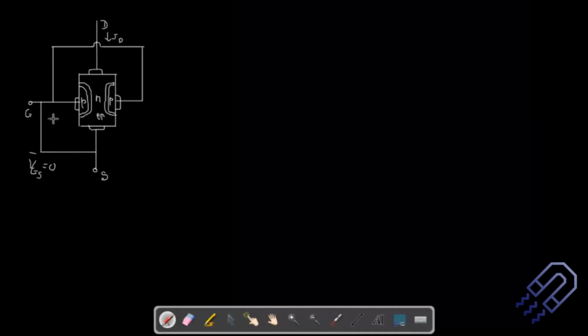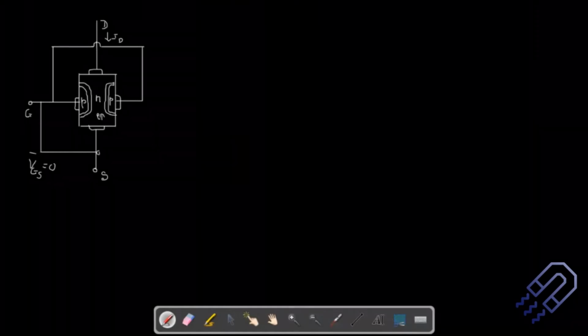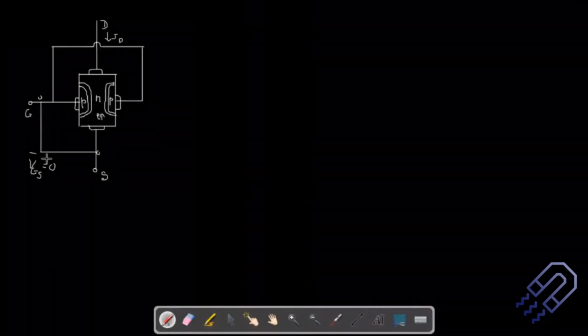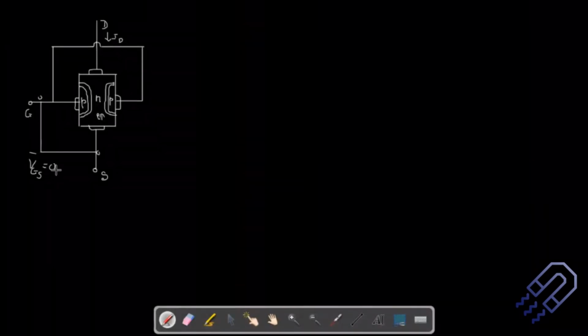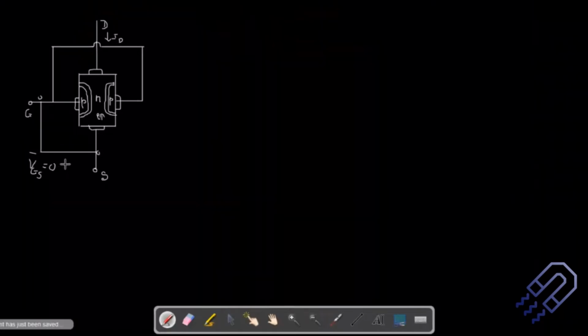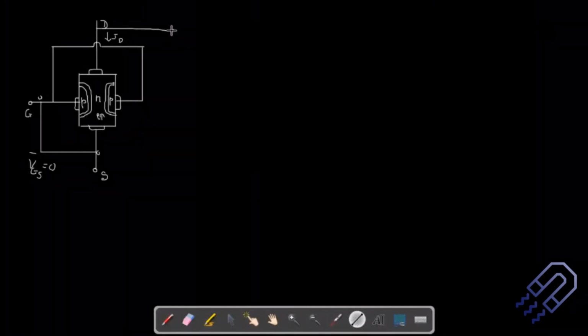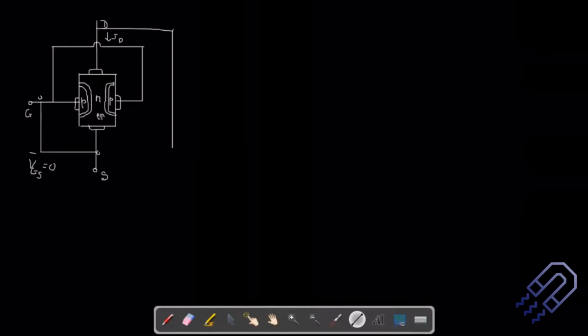So that means we are just short circuiting it. We're directly connecting it. The potential here and the potential here are the same. So what we can say is that the gate source voltage, the potential, is more or less 0, and that's the input. On the output, what we are going to do is connect this with the source.